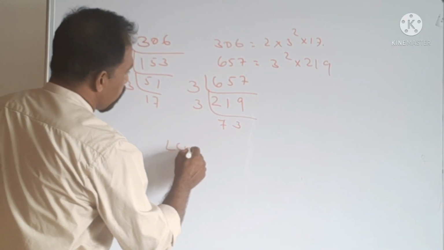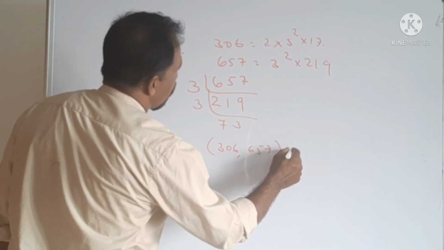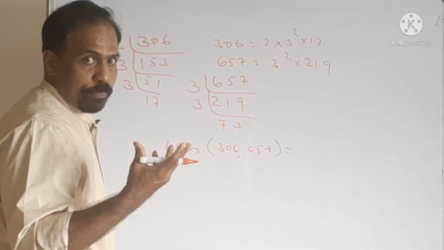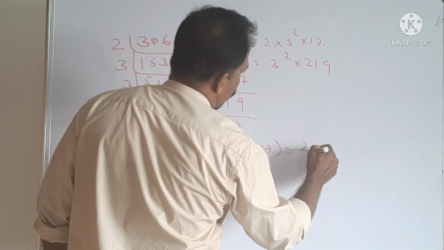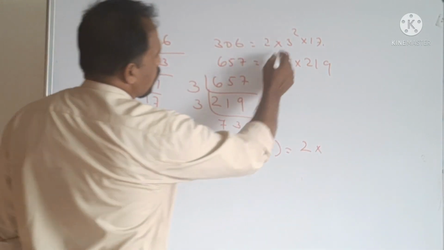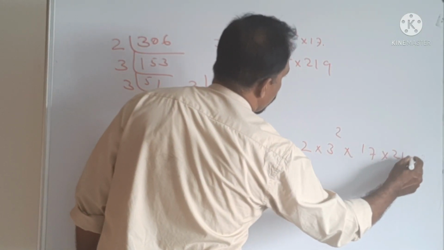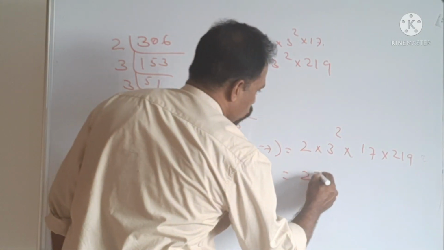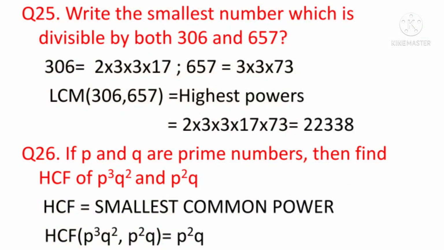Therefore the LCM of 306 and 657 will be the greatest powers. As far as 2 is concerned, there is only 1, 2. 3 is concerned, there are 3 square, and 17 and 73. So the LCM is 22338.